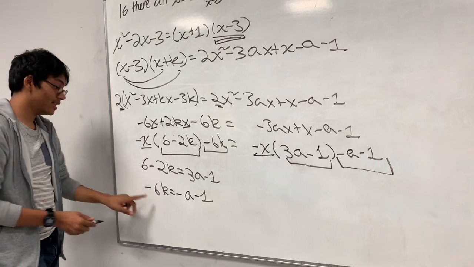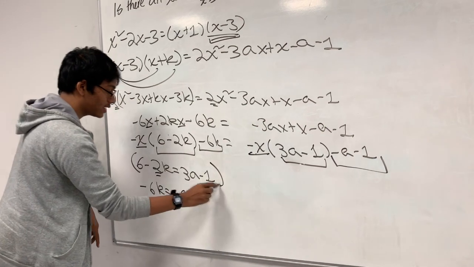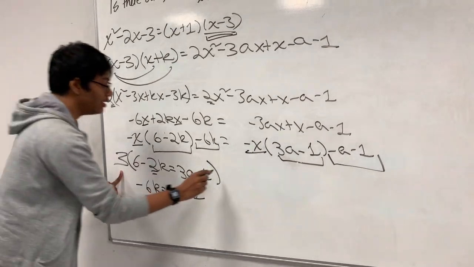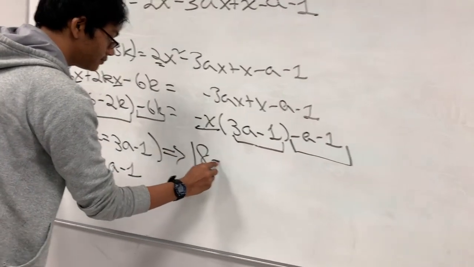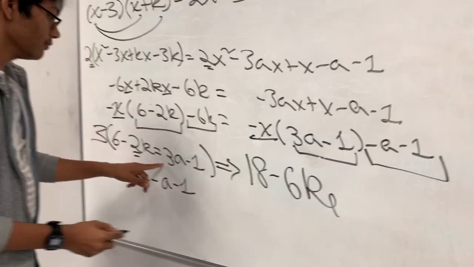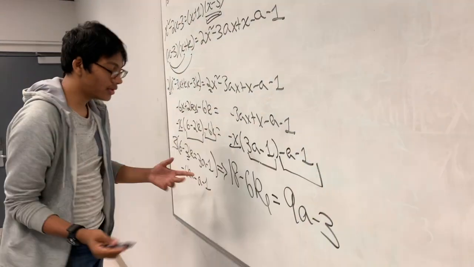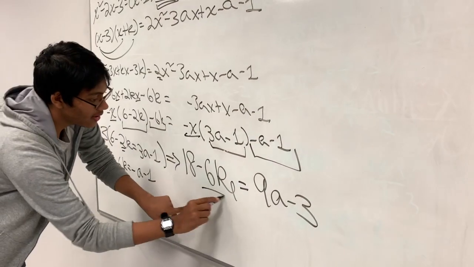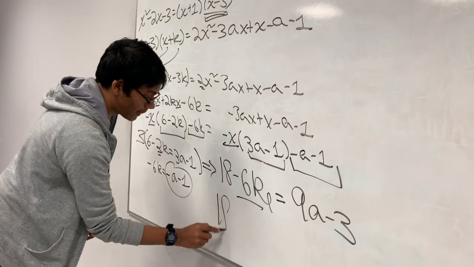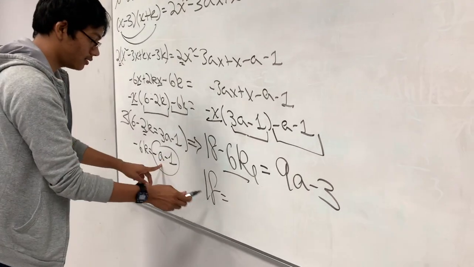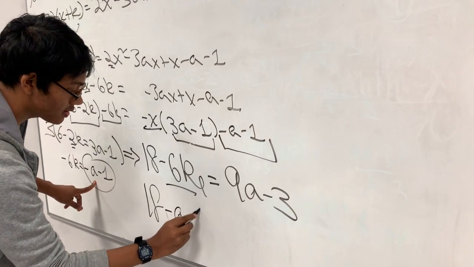I have a negative 6k here, so I'm going to try to get negative 6k over here by multiplying both sides by 3. I multiply both sides by 3 so that I get 18 minus 6k equals what? 3 times 3 is 9a minus 3. Great. So now I have a negative 6k here. I already know what negative 6k is, right? So let's plug in. 18 minus 6k is the same as minus a minus 1.